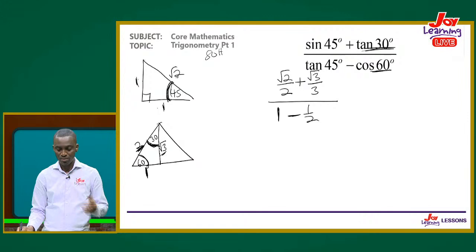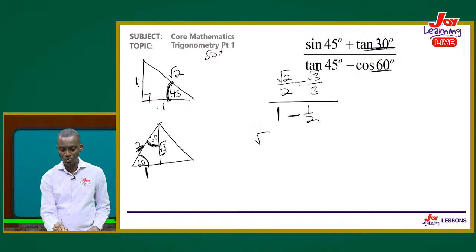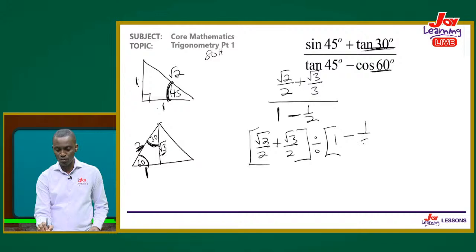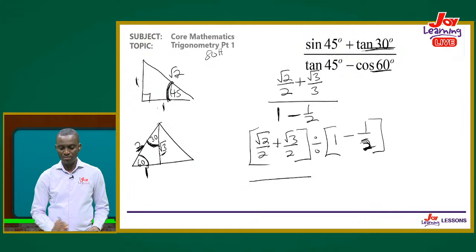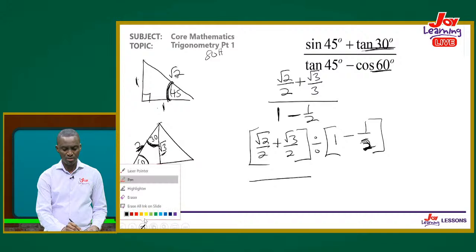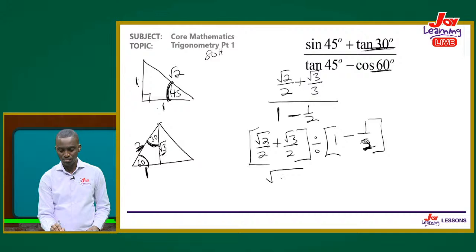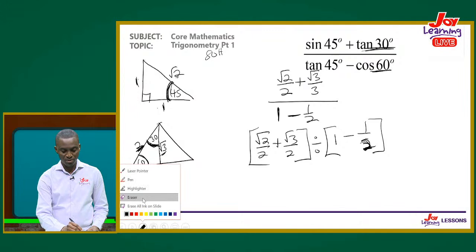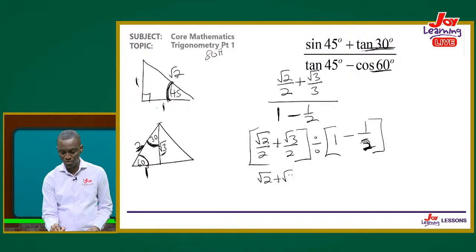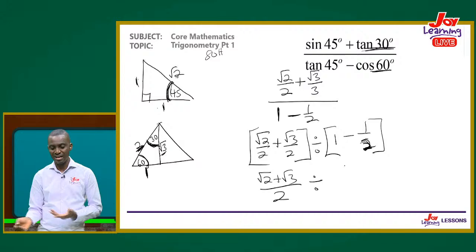So the numerator, I can write it as root of 2 over 2 plus root of 3 over 3. Then I will say divided by, to make it easier for me to see what I'm doing, divided by 1 minus cos 60. Now, what is the LCM here? Of course, since the numerators are all having 2, I don't even need to do LCM because I can only add the numerators, but then because they are unlike terms, I will just say root of 2 plus root of 3 all divided by 2, then divided by 1 minus half is negative half.